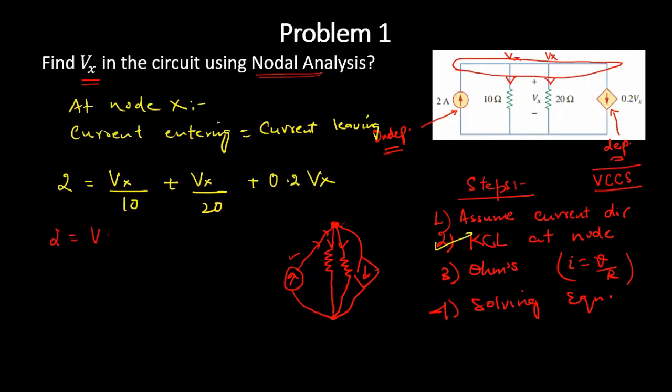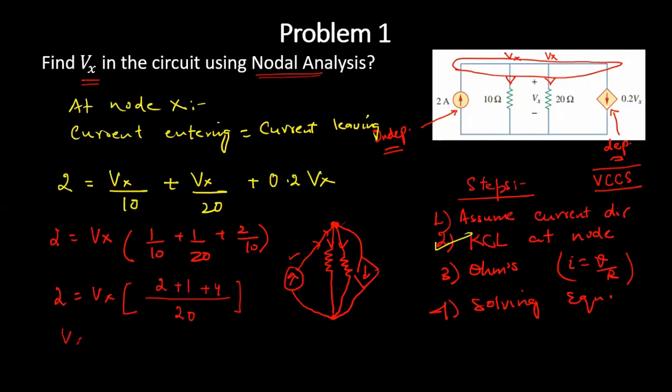So we can write Vx can be taken as common. It will be 1 by 10 plus 1 by 20. So 0.2 I can also write as 2 by 10. So Vx becomes, we can take 20 LCM from here. So it will be how much from these two terms? So we can write 2 plus 1 plus 4. So Vx would be how much? 2 into 20 upon 7. So that is 40 by 7 volts. So this is the voltage Vx value. Or if you want to write it in fractions, you will get 5.714 volts. So this is the answer for this question.